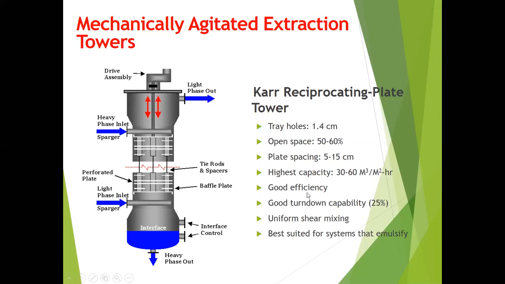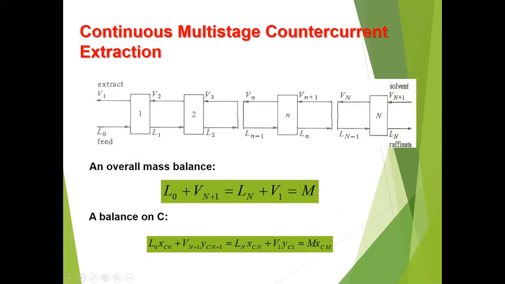hour. A good efficiency, a good turn down capability of 25%, uniform shear mixing, and best suited for systems that emulsify. So the Shibil tower is not suited for those that emulsify. This one is. So if one can't be used, then we have an alternative.